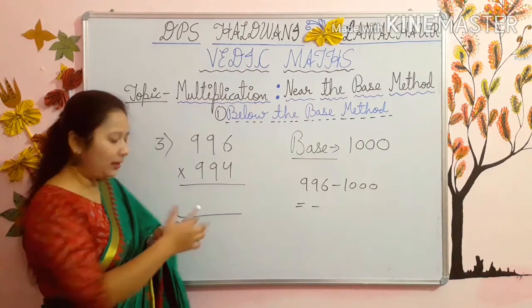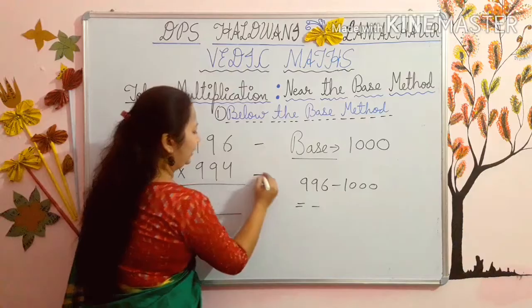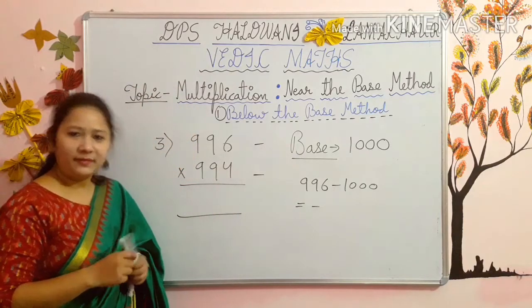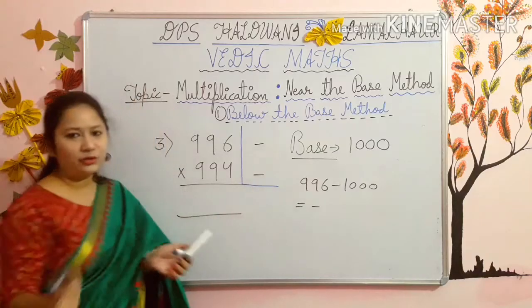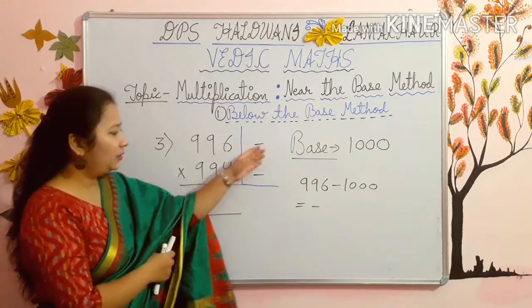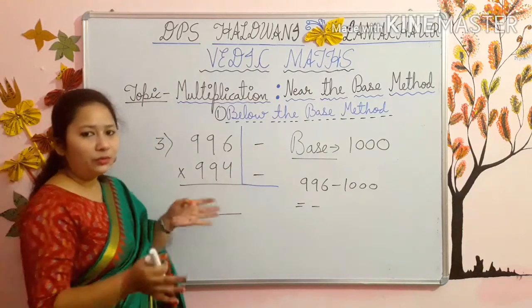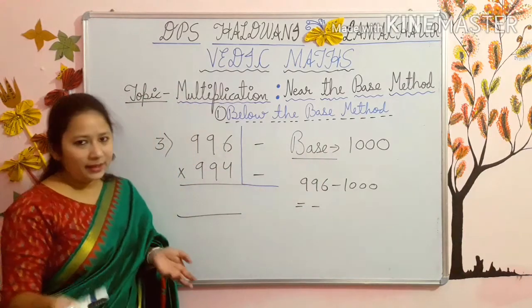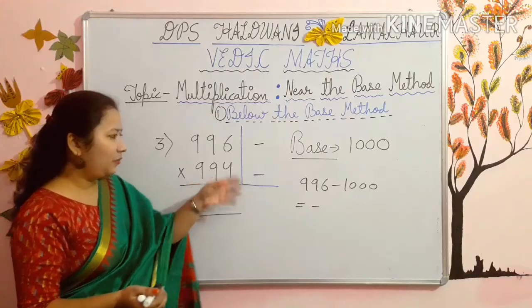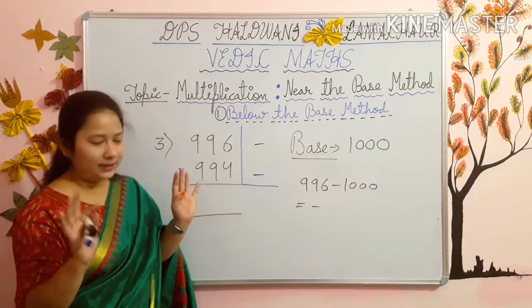So you are familiar now. So you can put the minus sign directly. Yes, and you can put the line also. It's your choice. So put the minus before only. So you know that you will subtract 996 minus 1000, then it will give minus sign. And it's 994 minus 1000, then also it will give minus sign.